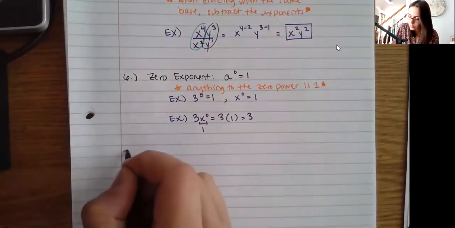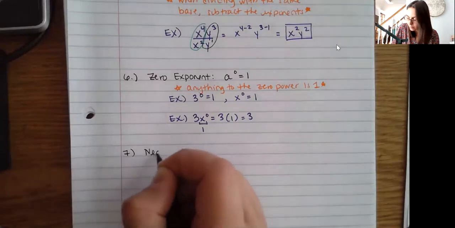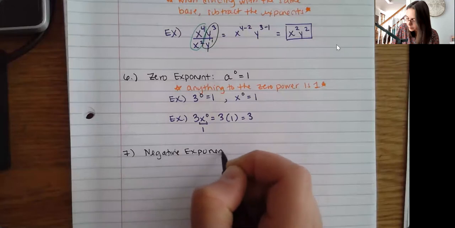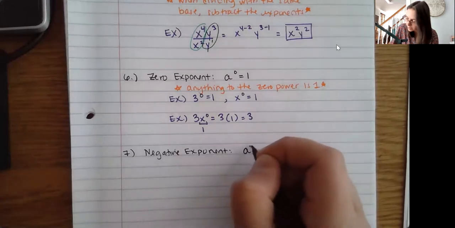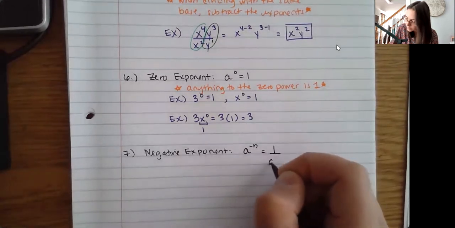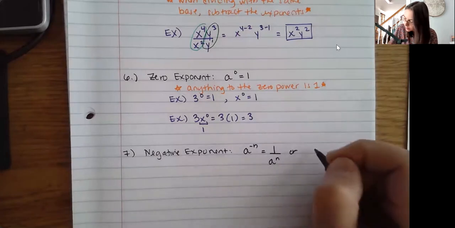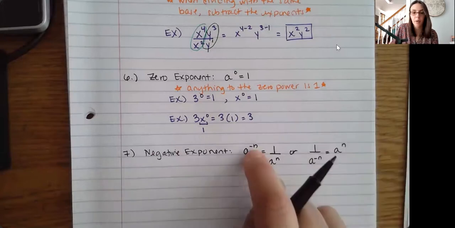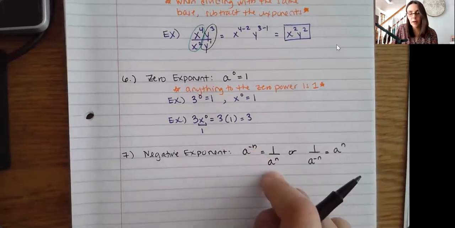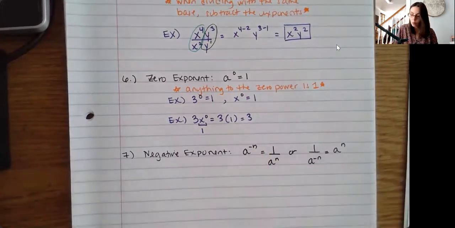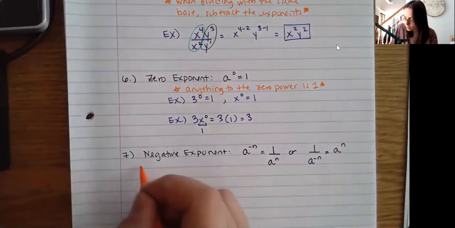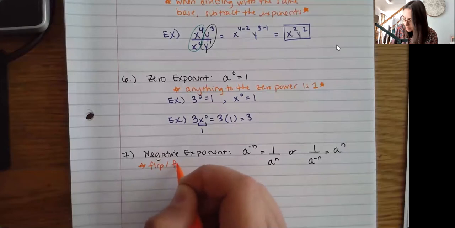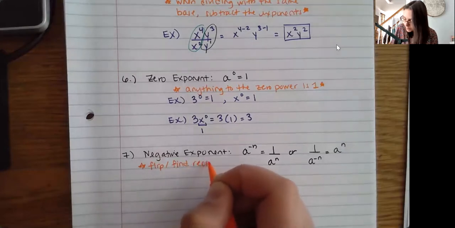And then the last rule we saw was that negative exponent. So if you have a negative exponent, you are just going to take the reciprocal or flip. So if the negative exponent occurs in the numerator, you bring it to the denominator. If it occurs in the denominator, you bring it to the numerator. So here, you may just want to write the word flip or find the reciprocal or something like that.